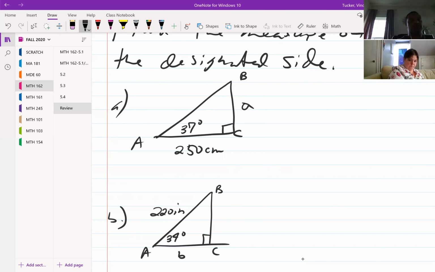All right, so I'm going to find the measure of the designated side. So in other words, here we're looking for this side A. Down here we're looking for side B. All right. So we need to use the trig function that incorporates the side that we know and the side that we do not know. So we're leaning on the relationship of SOHCAHTOA.